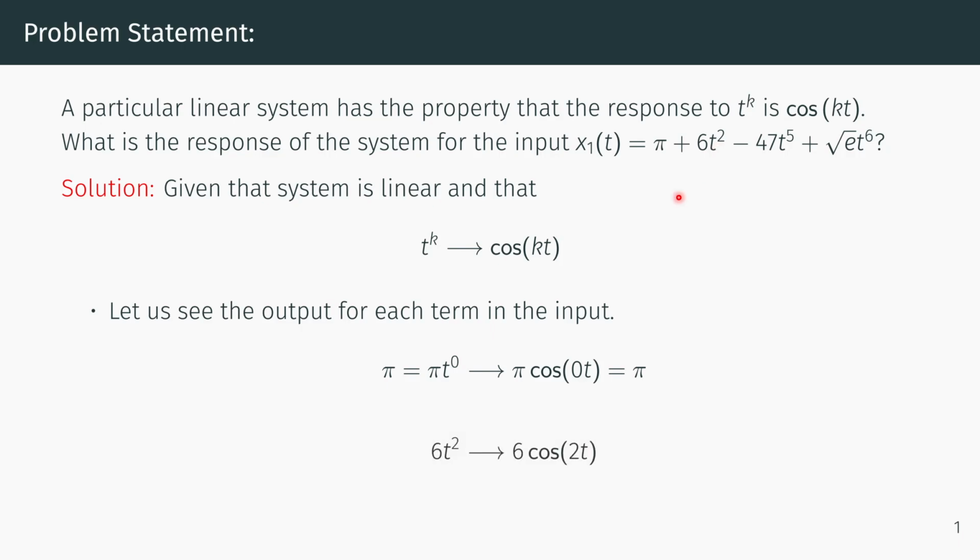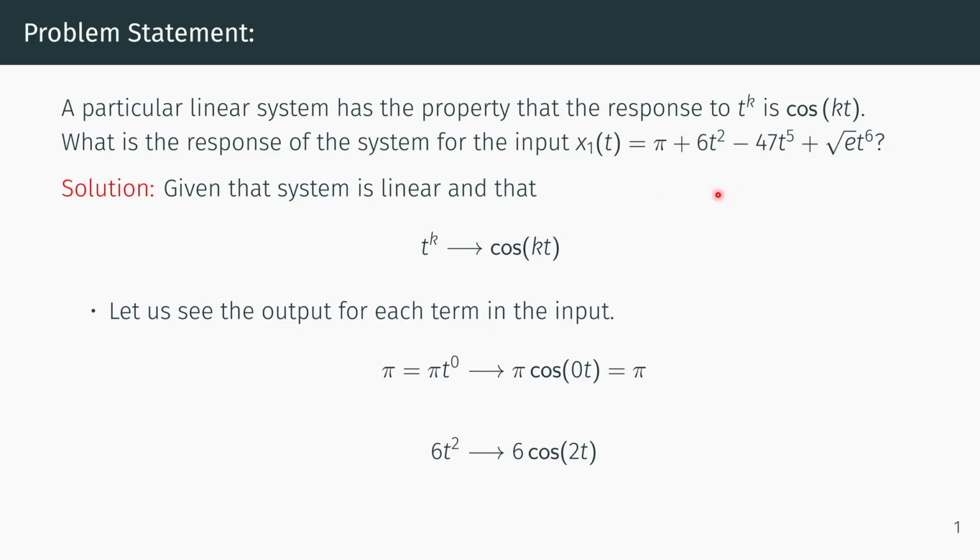If you give 6t square as the input, we get output to be 6 times cos 2t. Why? For t square, what is the output? We get the output by replacing k with 2. So for t square, we will get cos 2t, and because you are scaling the input by 6, output also should be scaled by the same factor 6 because the system is given to be linear. So we got the output for first two terms.